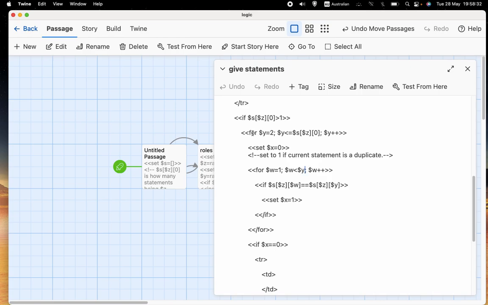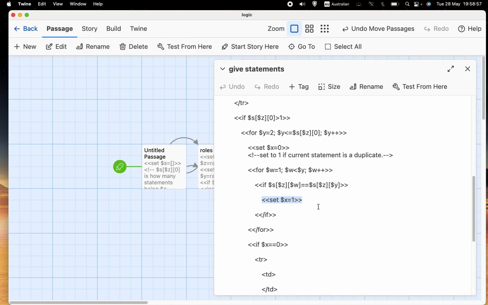So if we're dealing with statement 2, w would only be 1. If we were dealing with statement 3, if y was 3, and we're dealing with the third statement, we'd look at 1 and 2, but not 3, and so on. We look at all the previous statements, and if any of the previous statements are identical to the current statement, we set x equal to 1.